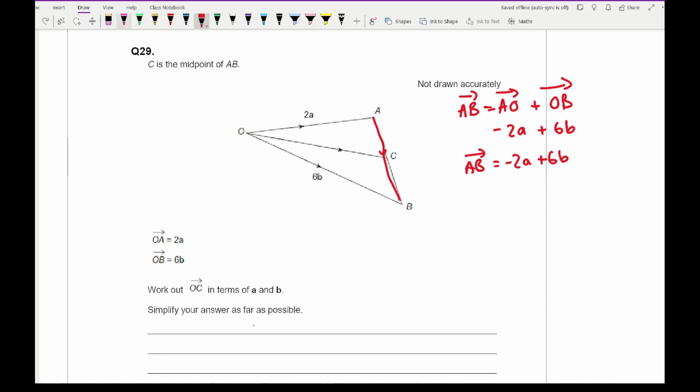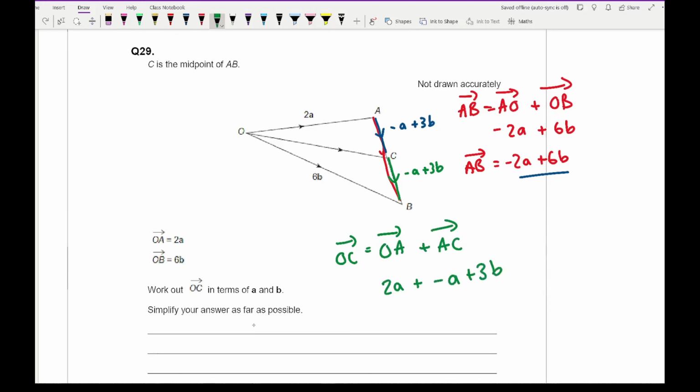Now, because C is a midpoint, this little bit here is going to be half of this, so that's going to be minus A plus 3B. And this length here is also going to be minus A plus 3B. Now, to go O to C, the route I'm going to go is O to A plus A to C. Now O to A is 2A plus A to C, which is minus A plus 3B because going with the arrow. So simplifying this, I get A plus 3B, and there is my final answer.